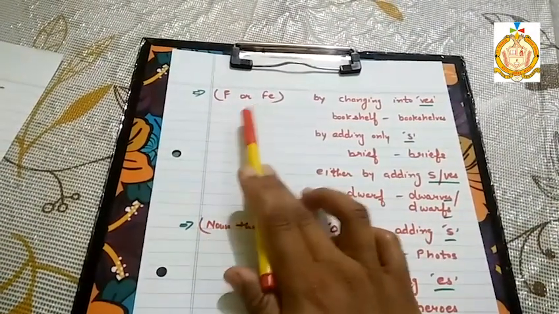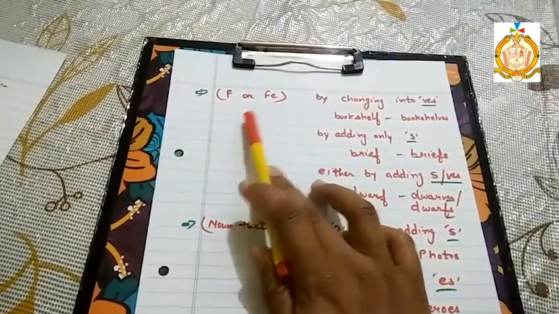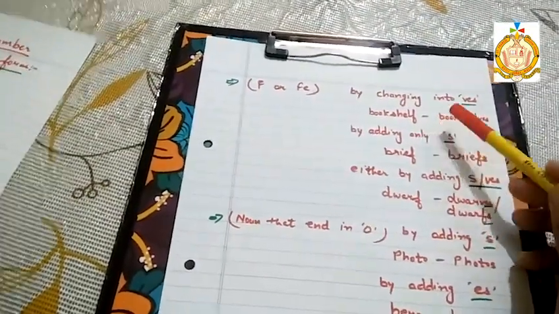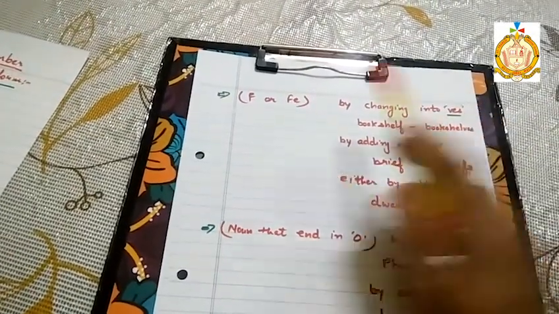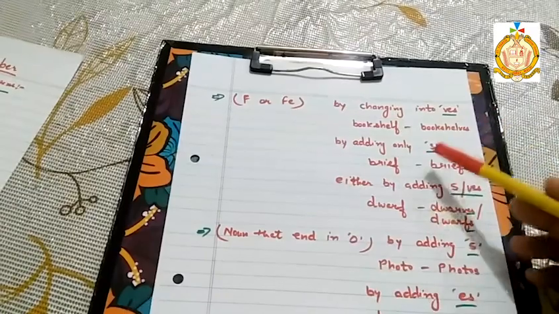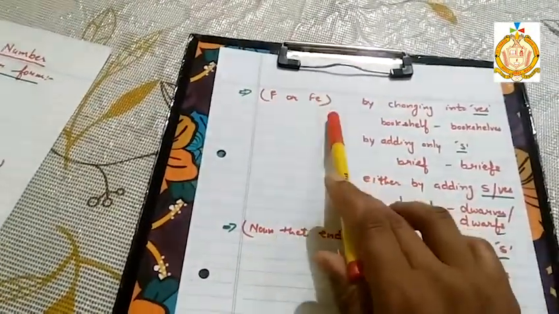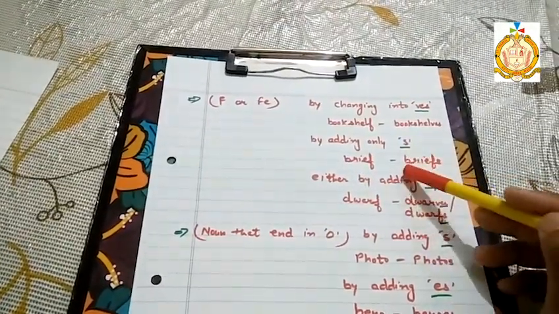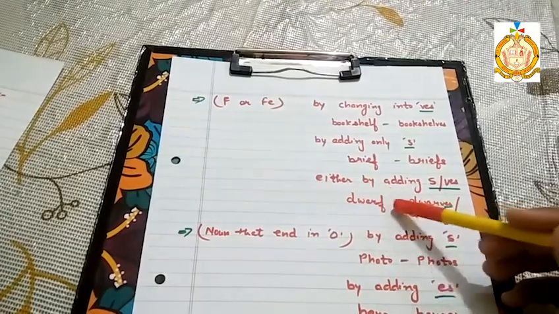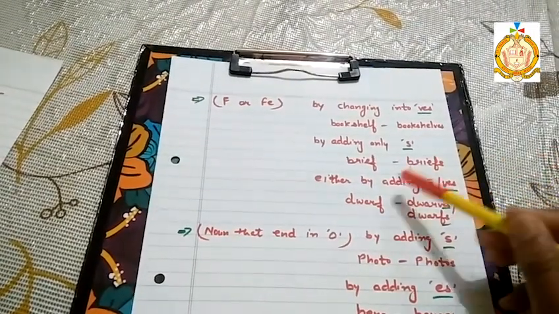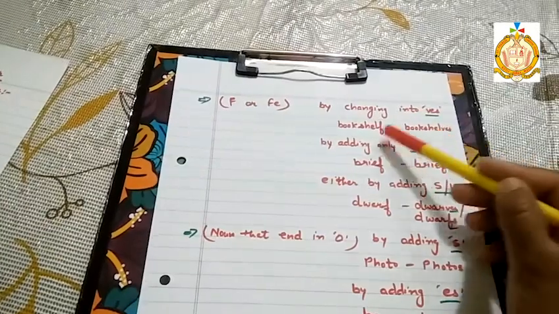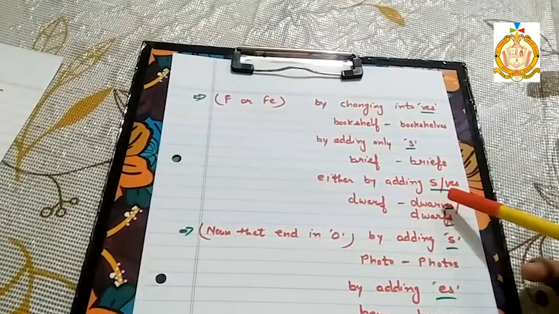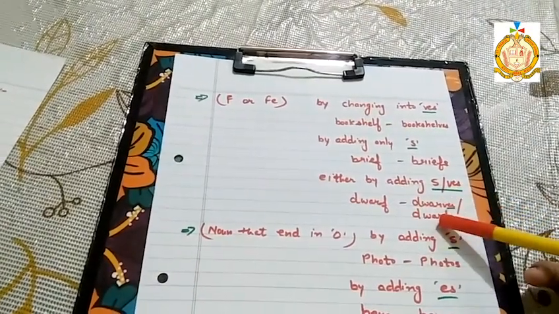Next is nouns that end in f or fe. To form the plural of a noun that ends in f or fe, we replace the f or fe with ves, and sometimes we add s, and sometimes either s or ves. So, for example, see here: bookshelf, bookshelves; brief, briefs; dog, dogs; drop, drops.